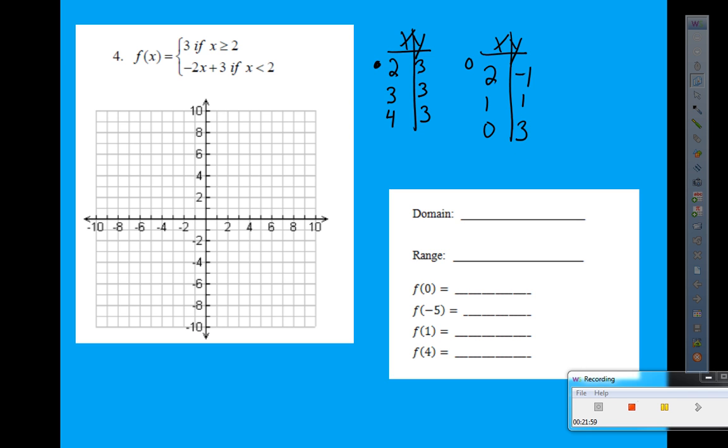So there's what your XY chart should have looked like. Your graph would have looked something like this. I would have had 2, 3, 3, 3, and 4, 3. So I would have had this. And I would have had 2, negative 1 with an open dot, 1, 1, and 0, 3. So if you wanted to make sure that you knew what you're doing, you could have paused before and then matched them up.